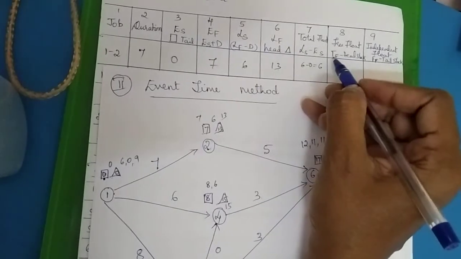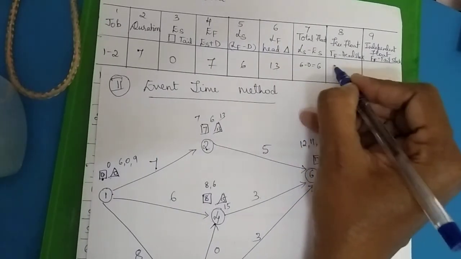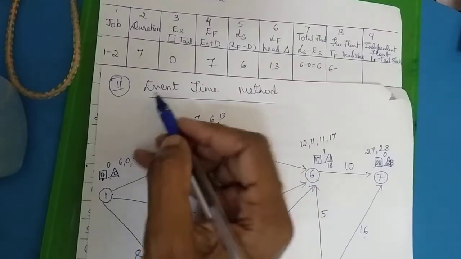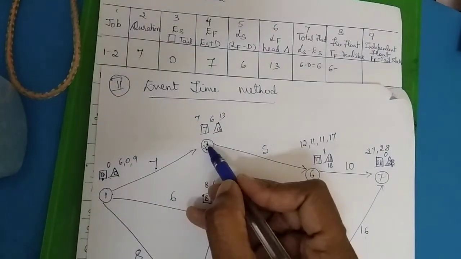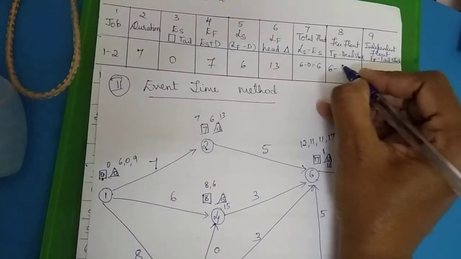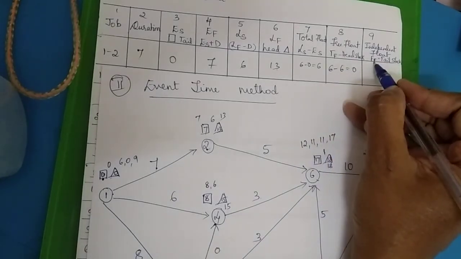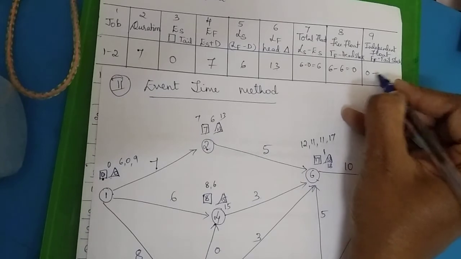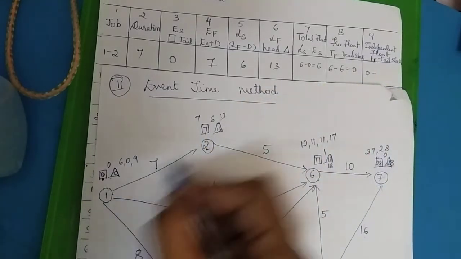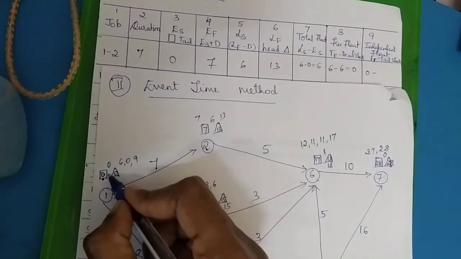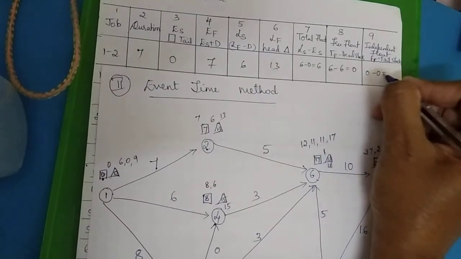Then the latest finish time, total float. So this is 6 minus head event slack. If you take up 1 to 2, the head event slack is 6 here. So 6 minus 6 is 0. Then the free float is equal to the total float minus the tail event slack. The tail event slack is 0, so 0 minus 0.